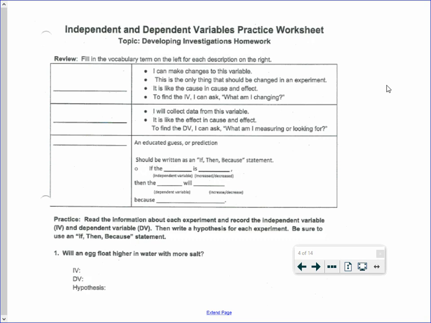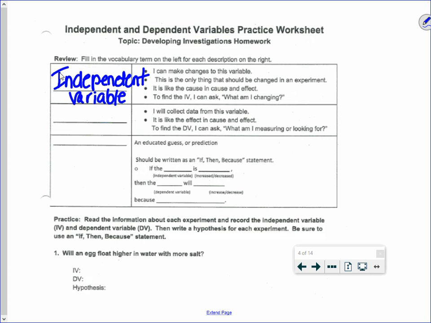The abbreviation for this is IV. And I can ask myself, what am I changing? And in your class, your silly teacher always says, I've got the power! Like Bruce Almighty, I've got the power. What do you have the power to change in an experiment? The answer to this is the independent variable. It is the vocabulary word you need to know and be able to identify.